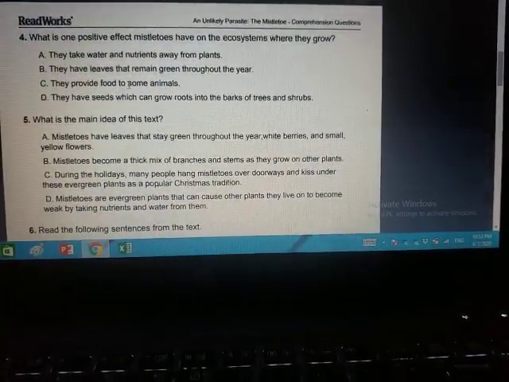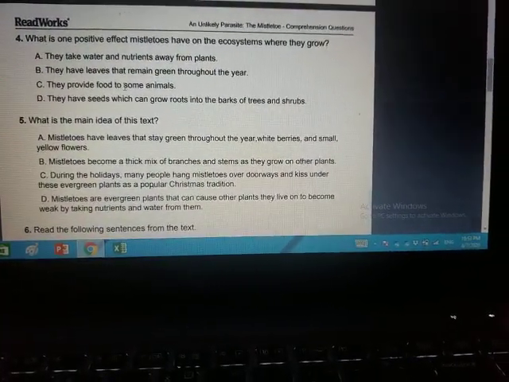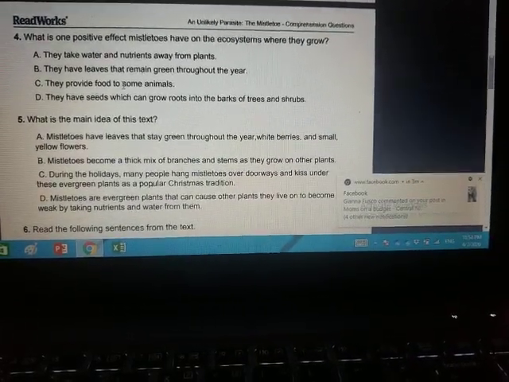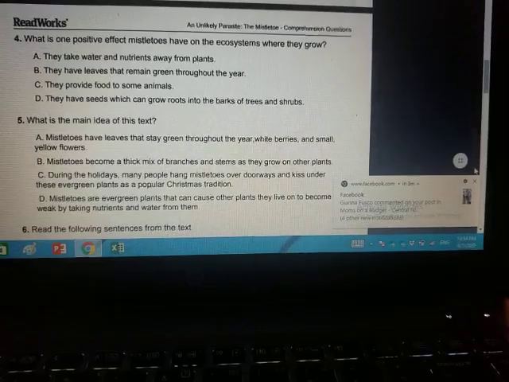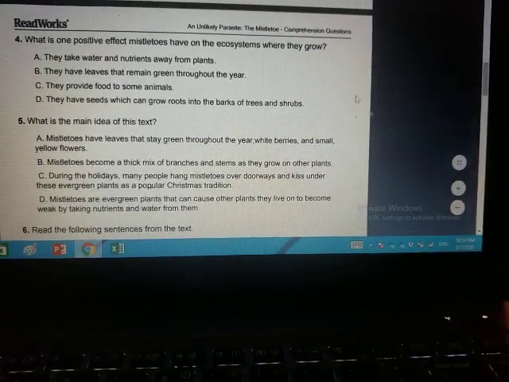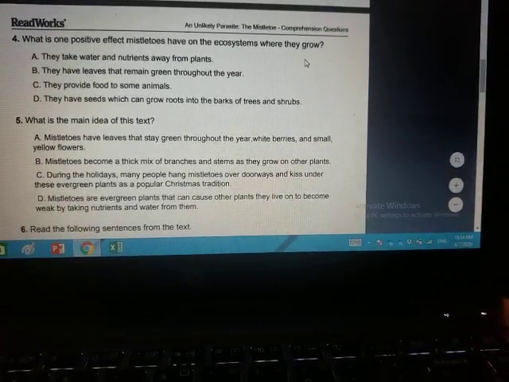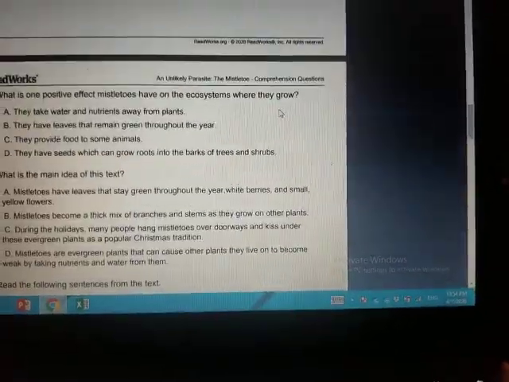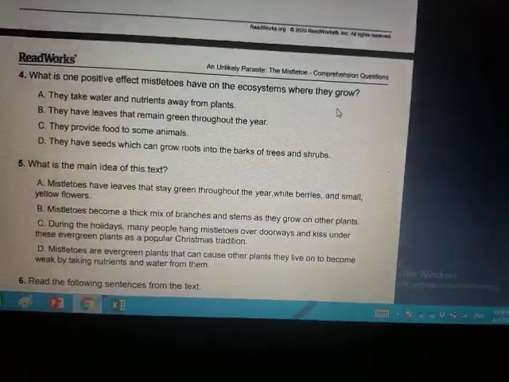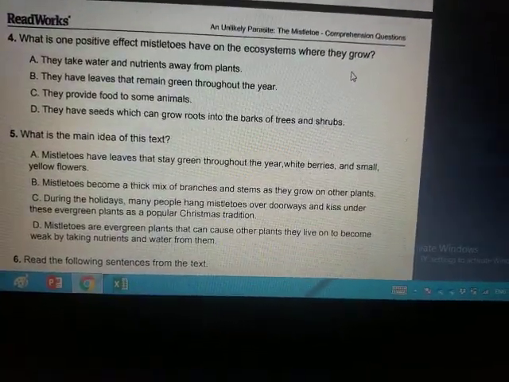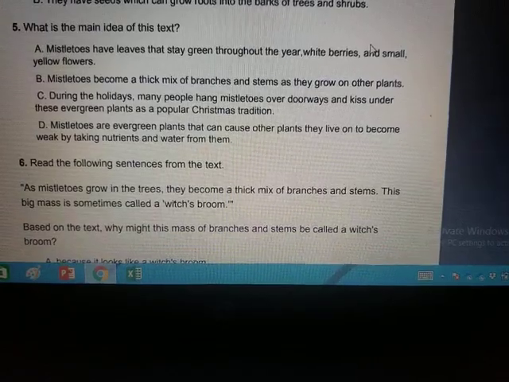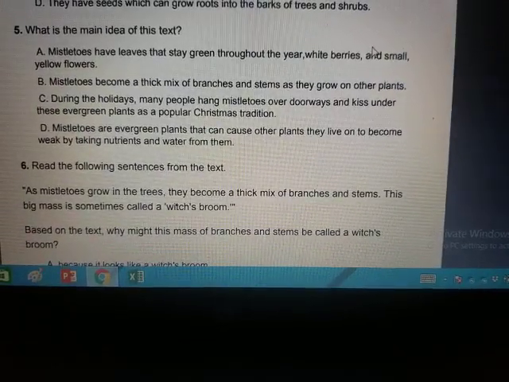Number 4. What is one positive effect mistletoes have on the ecosystems where they grow? So what is one good thing, because a positive means a good thing, what good thing do mistletoes have on the ecosystems where they grow? What is one good thing that they can benefit from? What is the main idea of this text? So what is this whole thing mainly about?